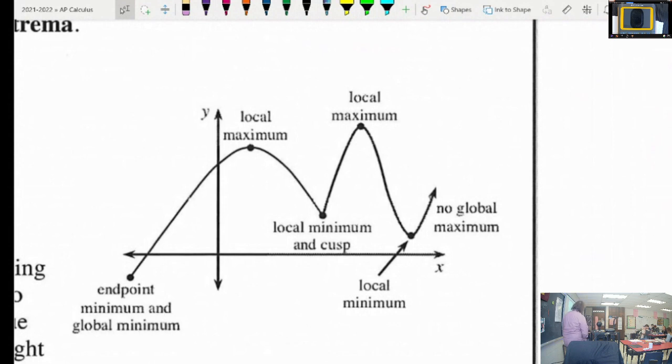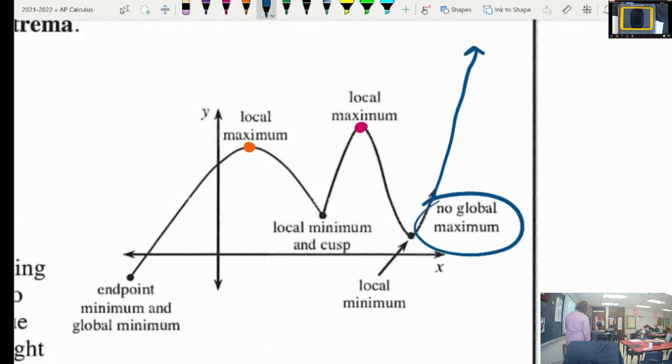So this picture does a good job of explaining what's going on here. You have two local maximums, one at this orange point, one at this red point. In both cases, that's the highest point in their little neighborhood, but there is actually no global maximum because this graph goes up forever like this. You have a couple of local minimums, one right here at this green point and one right here at this blue point. But this end point over here is the lowest point in the land. And since it's an end point, it actually is the lowest point. So we would call that the global minimum. It's the absolute lowest point on the whole graph.